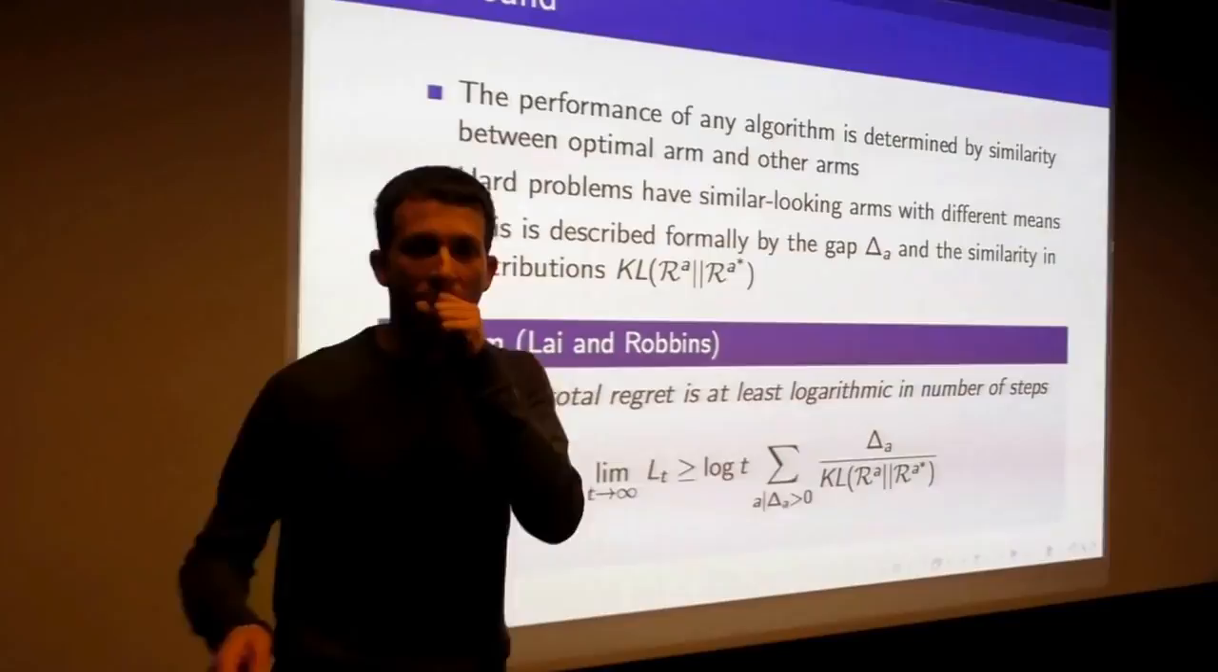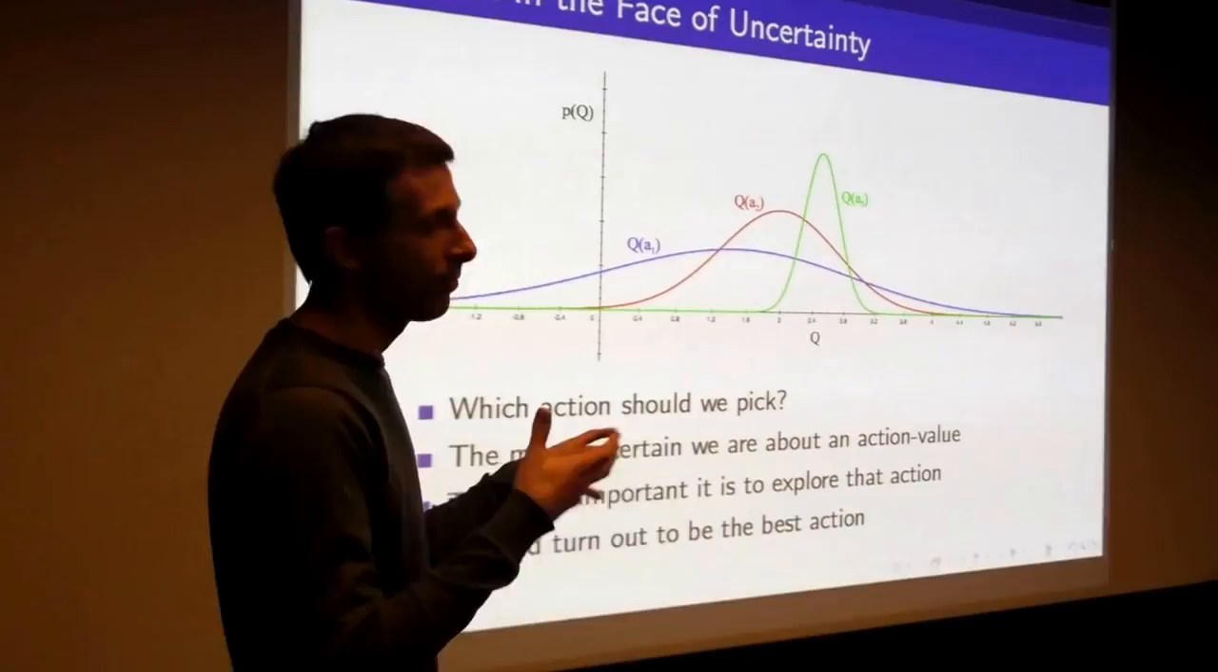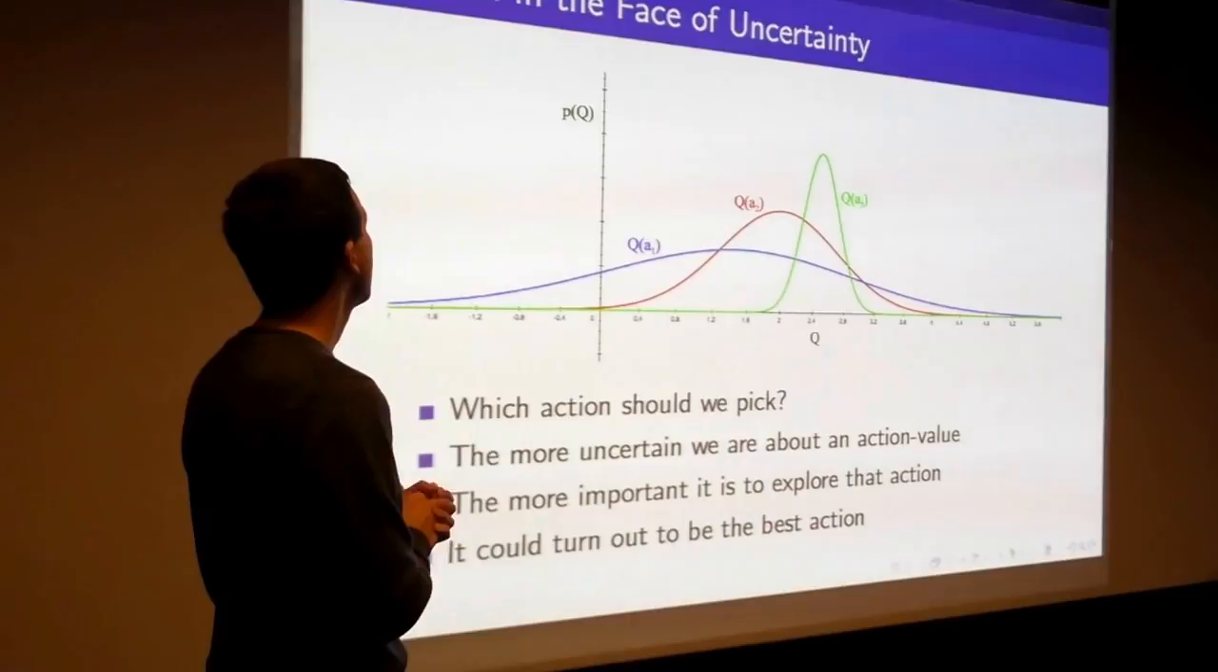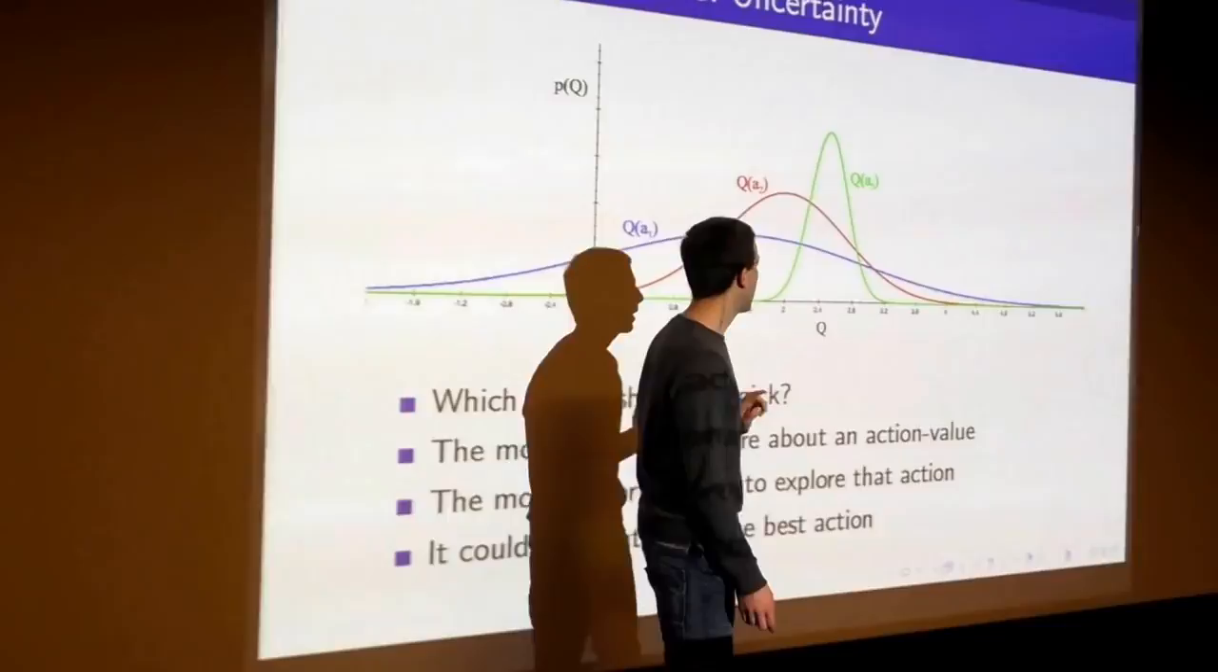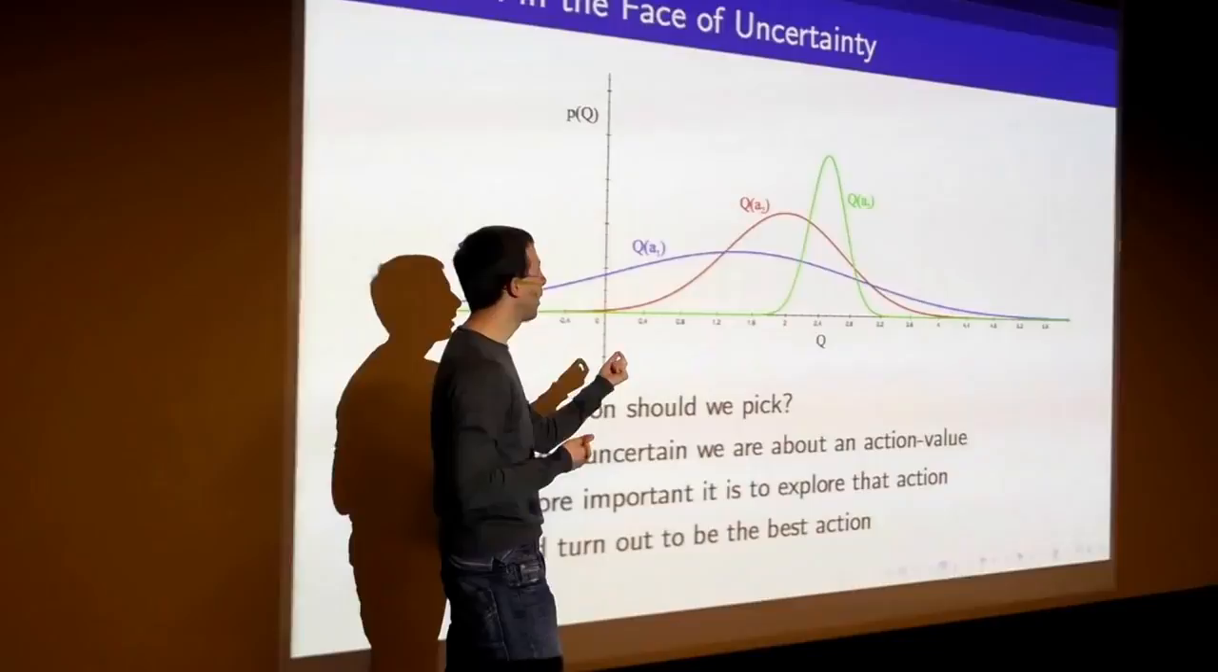Okay. So let's get back to principles and then come back to algorithms again. This is the main principle that we're going to use for this next section, which is the optimism in the face of uncertainty principle. Imagine that there are three different arms. Here's three different arms: the blue arm, the red arm, and the green arm. What we're showing here is a distribution over the actual Q values.